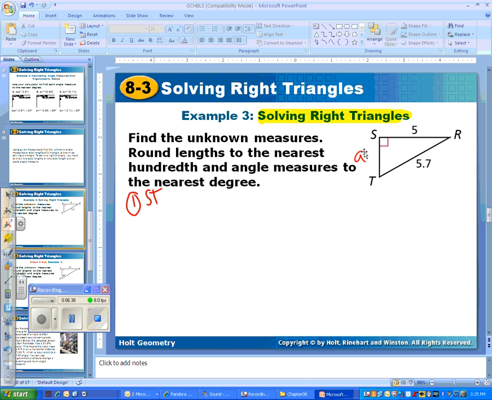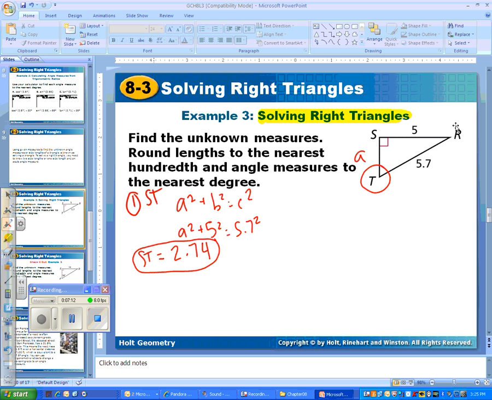So I could call this A if I wanted to. A squared plus B squared equals C squared, and I could have A squared plus 5 squared equals 5.7 squared. And then really quickly, I get that answer is 2.7. So I'm going to say ST equals 2.7 to the nearest degree. Oh, nearest hundredth, sorry, 2.74. So that's one answer. Now, we still need to figure out what angle T is and what angle R is.